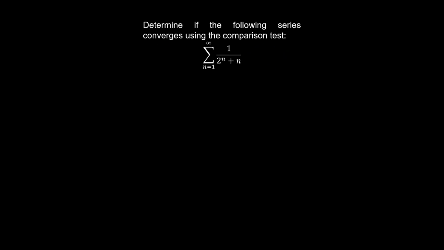Let's determine if the following series converges using the comparison test. So as n becomes large, we can see this term is dominant, and we can construct the following series to compare against. And if you expand this series, we get 1/2 plus 1/2 squared, and so on.